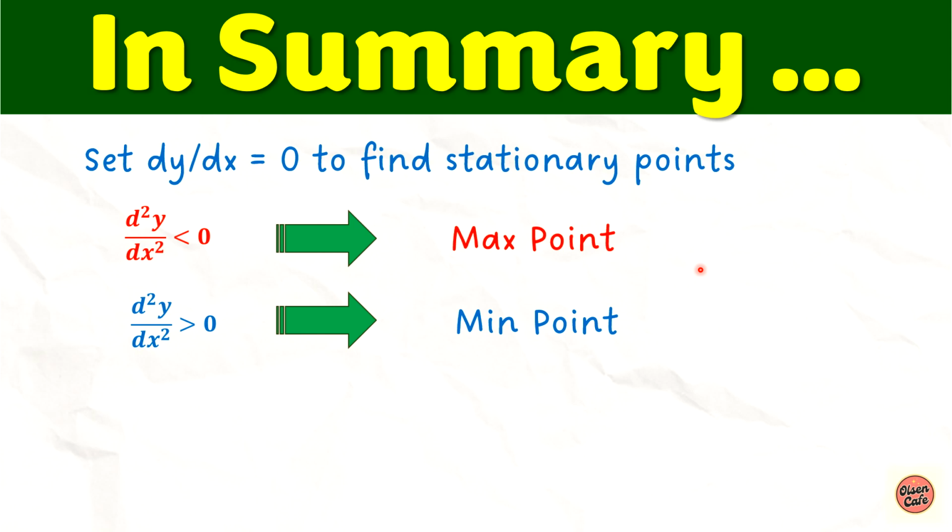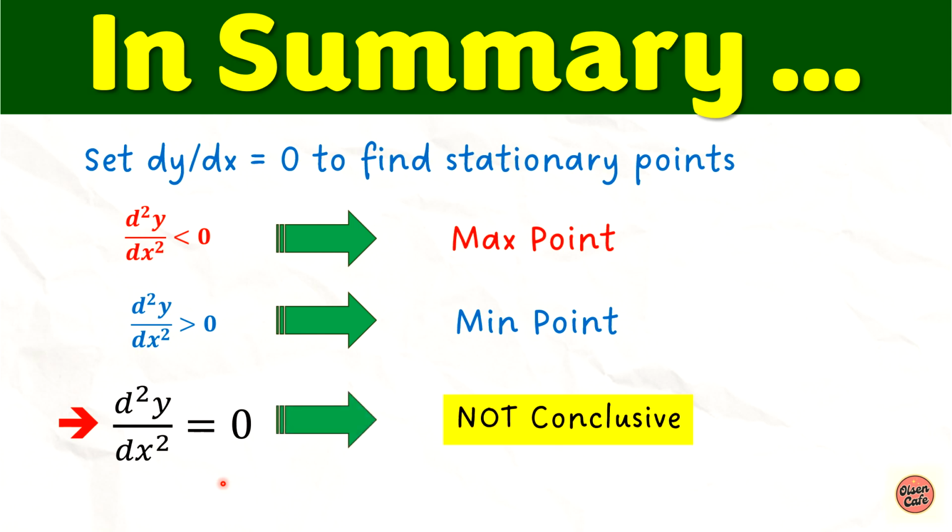But do take note, as I mentioned in my previous video, if the second derivative is equal to 0, bear in mind that it is not conclusive. You cannot simply jump to a conclusion and assume that this will be a point of inflection. In fact, in my previous video, I mentioned that in such a case, we will need to apply the first derivative test to determine the nature of the point. It could be either a maximum, a minimum point, or a point of inflection. So if you have yet to watch my previous video, please do so.